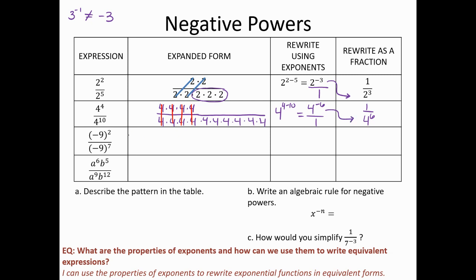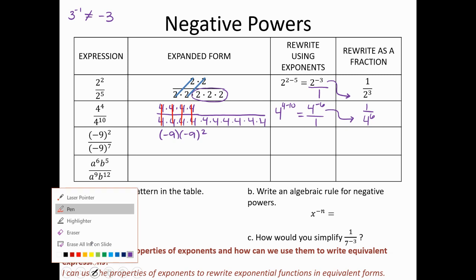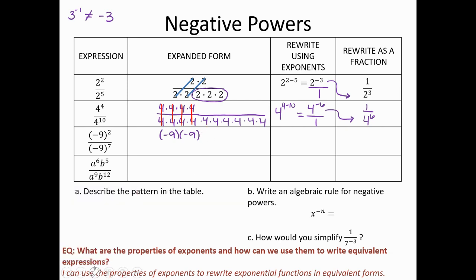All right, so let's try the next one. We have -9, -9, and then squared. I wrote it twice. That is the squared. Okay, so there's 2 of them. And then in the denominator, we have -9, -9. We have 7 of these. See if I can fit 7 down here.